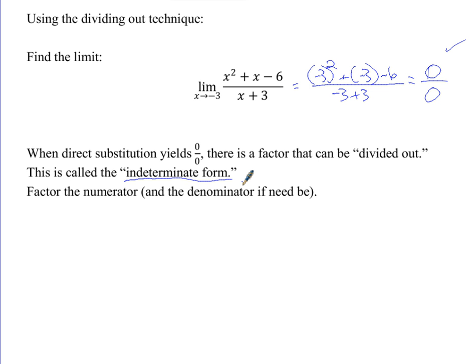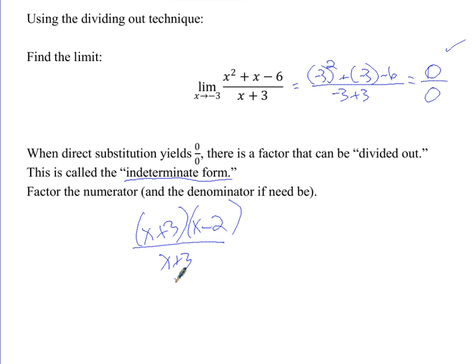So to do the dividing out technique, you're going to factor the numerator and the denominator if it can be factored. So how can I factor x squared plus x minus 6? What am I looking for? Two numbers that multiply to give you C and add to give you B, right? We have two numbers to do that. What are they? Plus 3, minus 2. All divided by x plus 3.